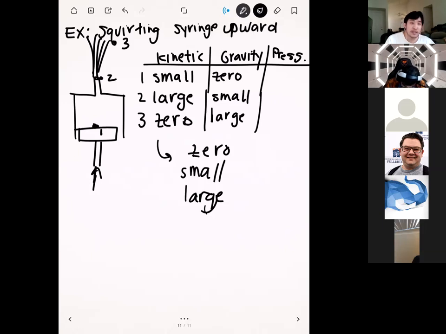And so point 1 is right next to the plunger, right? So the plunger, you're applying the force, right? And so in order to drive the flow upwards, the pressure force has to be high at point 1.